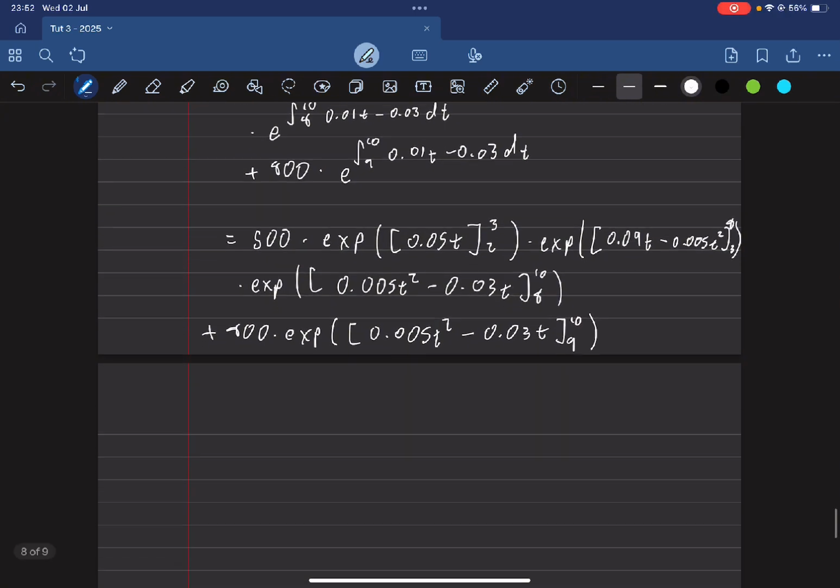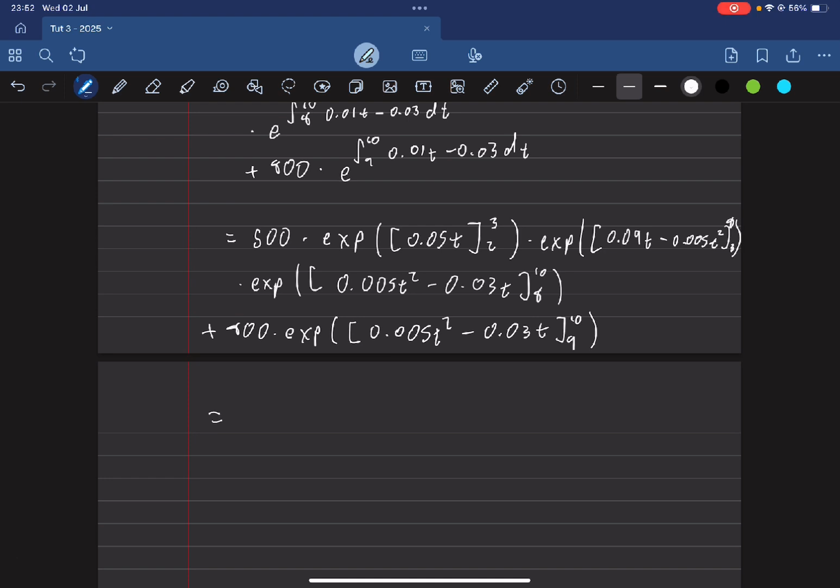So now we've done all that integration. When we plug this into our calculator, we're going to get 500 times e to the power of 0.05. So basically you just sub in 3 and you minus when you sub in 2. So normal integration should be pretty easy. Times e to the power of 0.175 times e to the power of 0.12.